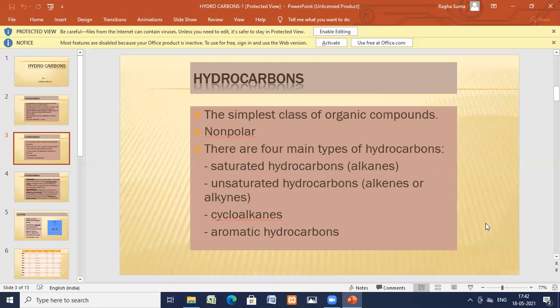And the next one is the cyclic hydrocarbons. In the cyclic hydrocarbons, you have two classes: alicyclic compounds, that is the cycloalkanes, and the aromatic hydrocarbons. In the alicyclic hydrocarbons, the cycloalkanes, there is a closed structure of the carbons with single bonds. And in the aromatic hydrocarbons, there is a closed ring structure of the carbons with unsaturation.